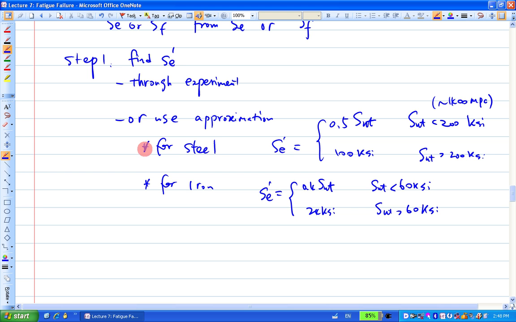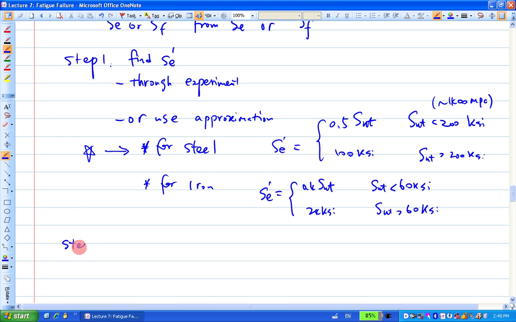In your future calculations or designs, most probably we're going to be dealing with steel. If the question didn't give you SE prime, just use this one here. This is probably going to be the most commonly used formula for SE prime. So that's finding SE prime.